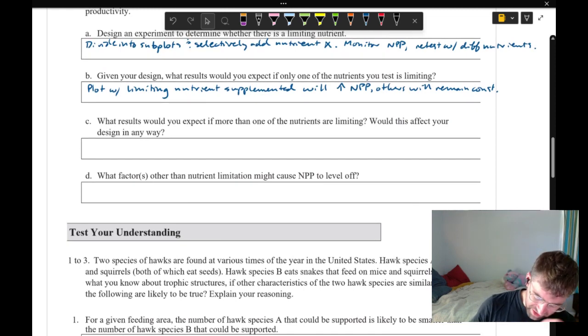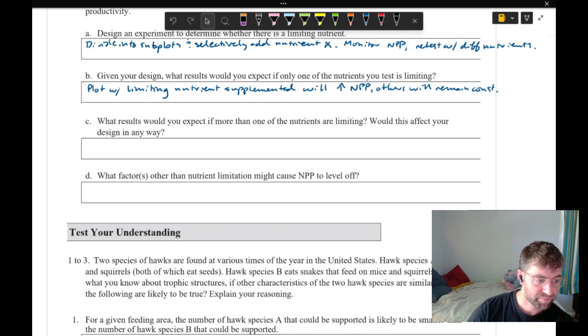What results would you expect if more than one of the nutrients are limiting? Would this affect your design in any way?